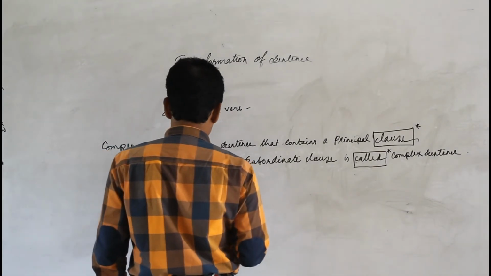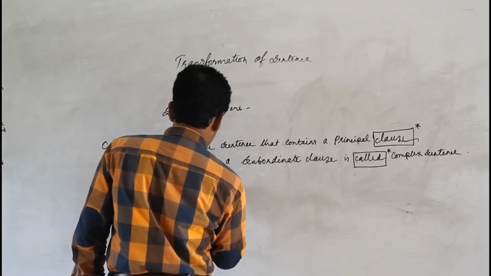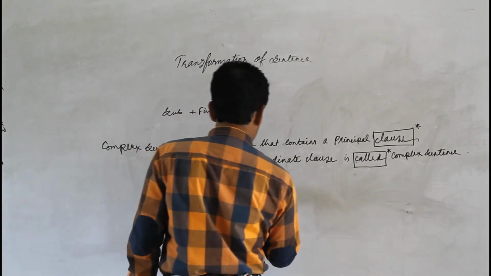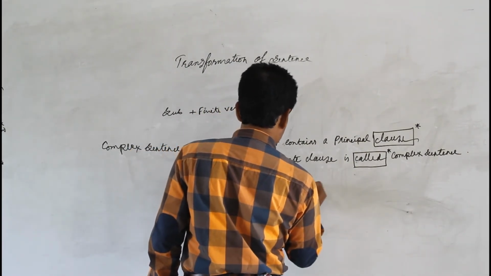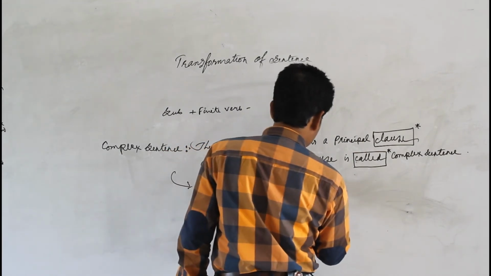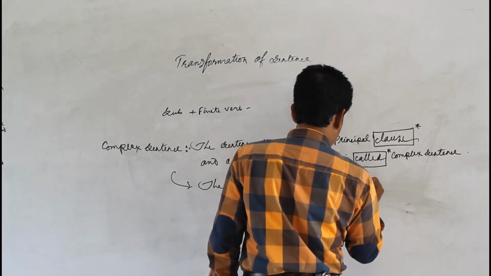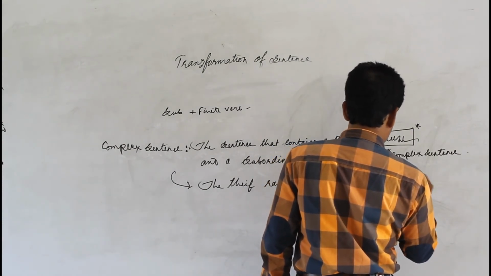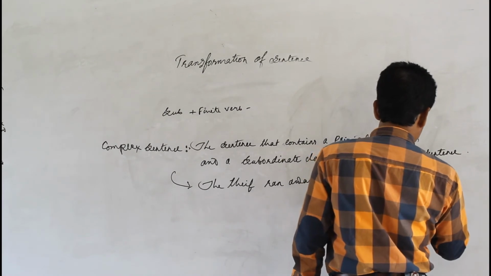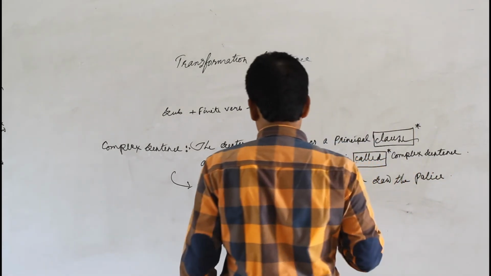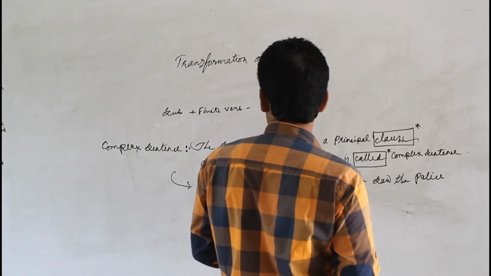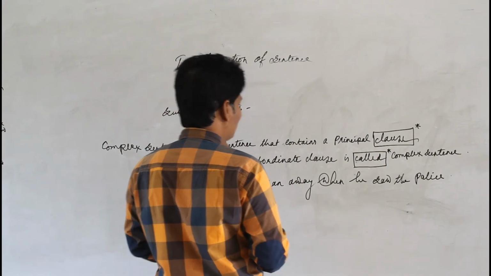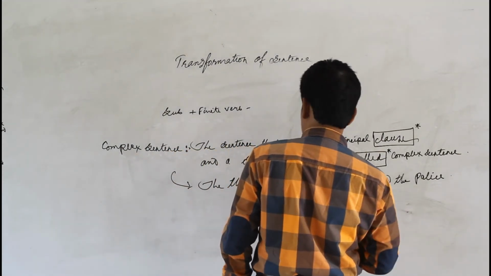The thief ran away when he saw the police. It's a greater sentence. It is greater in its structure, in its space, than the structure and space of a simple sentence.